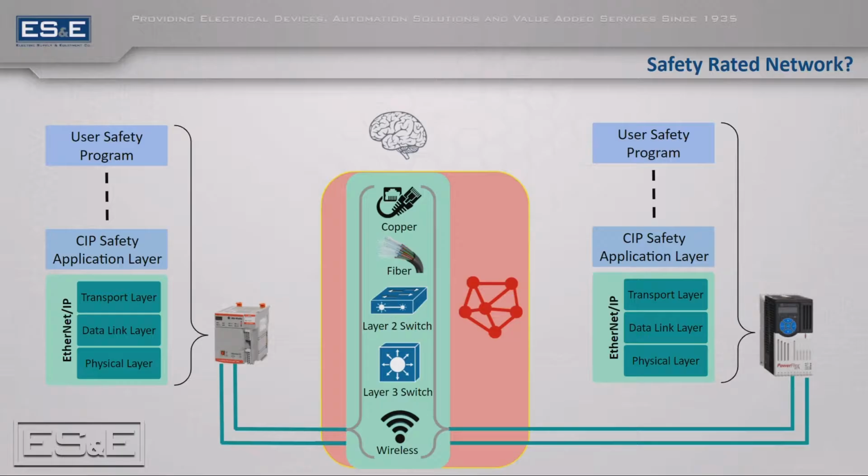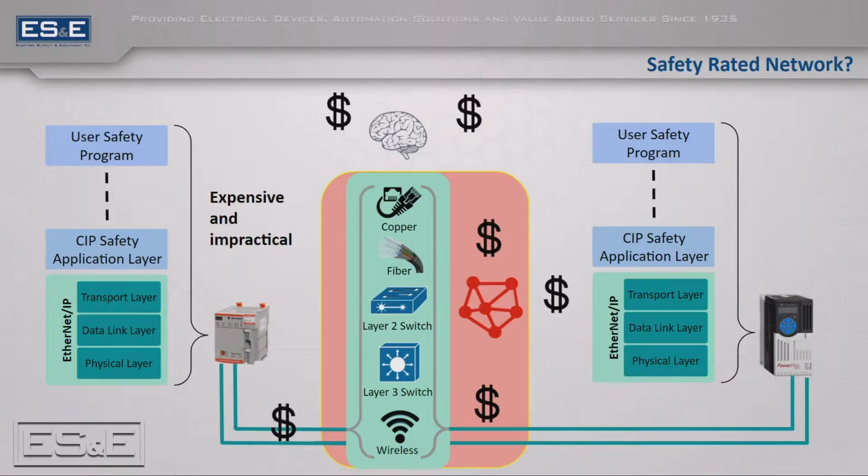Well, you could make it redundant, so add lots of redundancy, add diagnostics, add intelligence to all the devices in the network. The issue with this is it becomes extremely expensive and it's not practical. You're going to add way more cost to the network by creating a safety rated network. And so again, the benefits are not outweighing the cost.